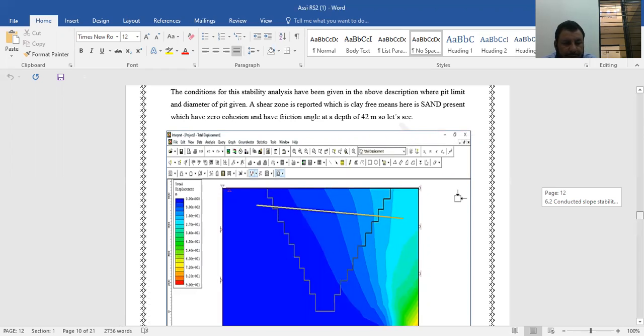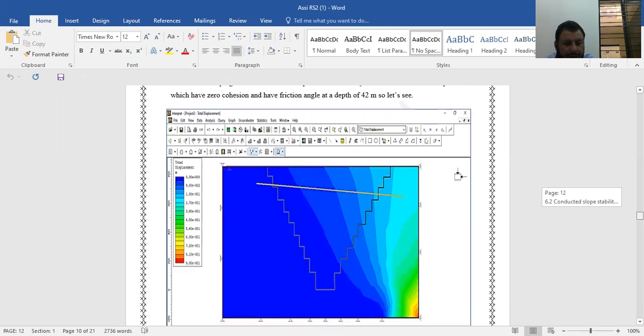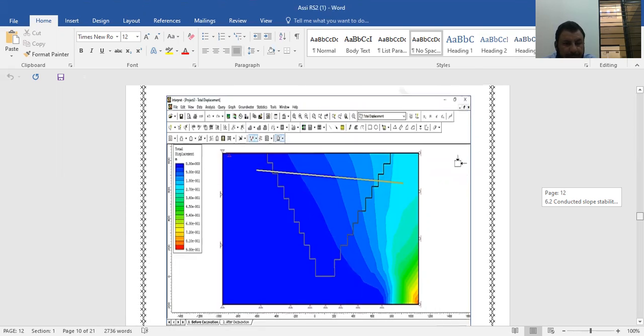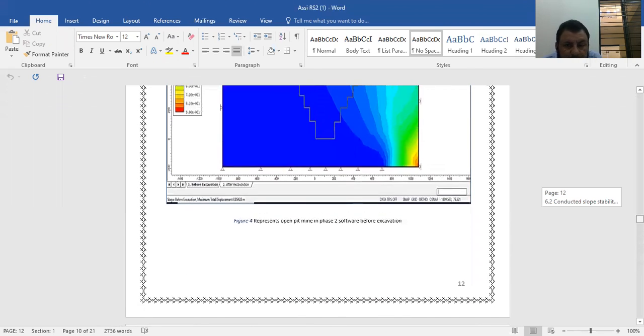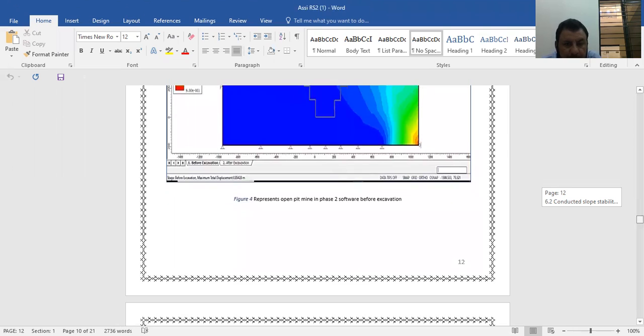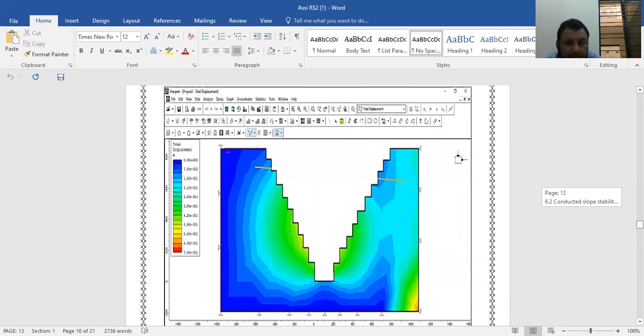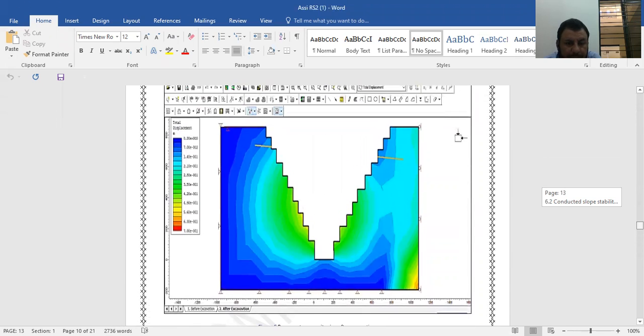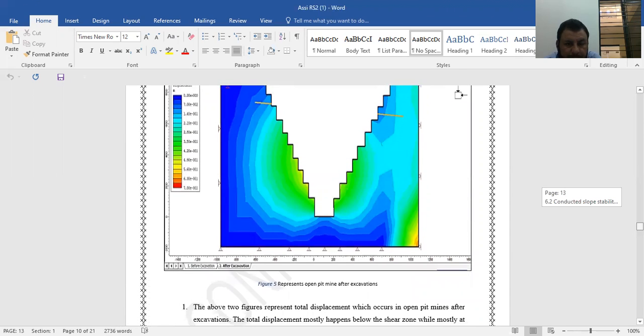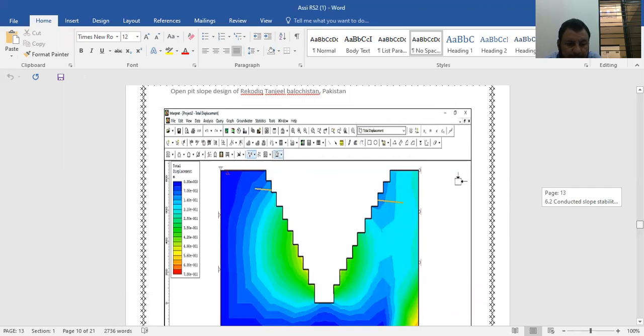The conditions for these stability analyses have been given in the above description, where the pit limit and diameter of the pit are given. A shear zone is reported which is clay free. However, sand is present which has zero cohesion and a friction angle at a depth of 42 meters. These are the problems which we have determined from the tables. Now this is the excavation. It's the open pit after excavation.